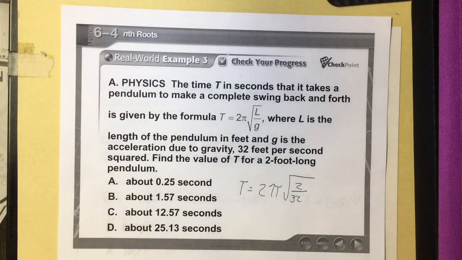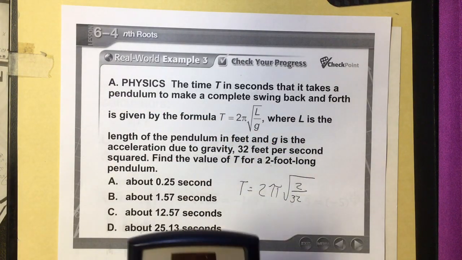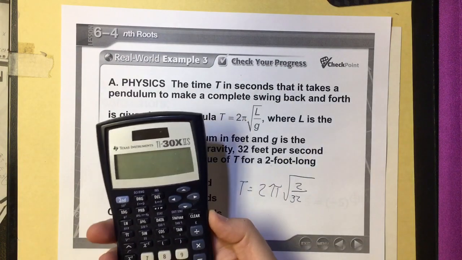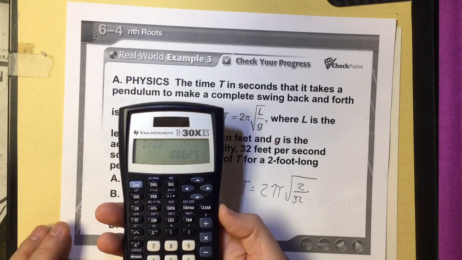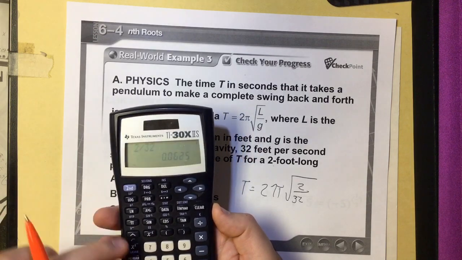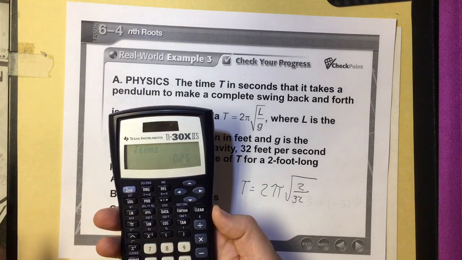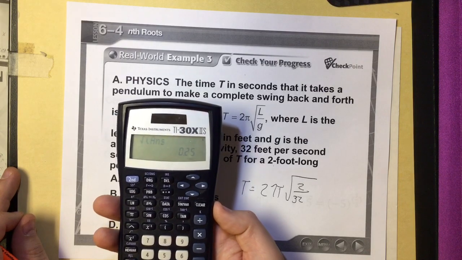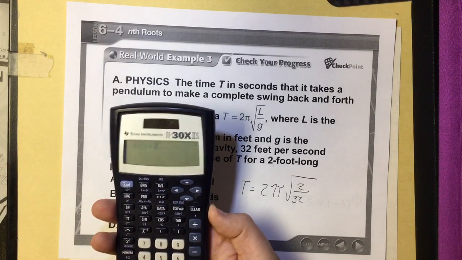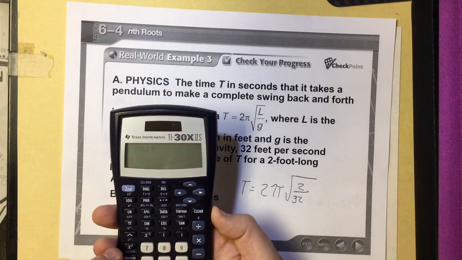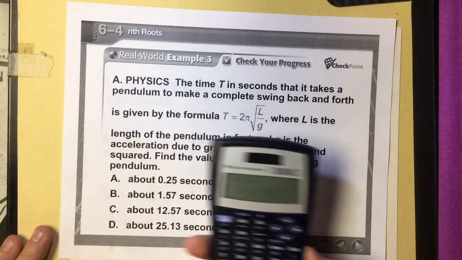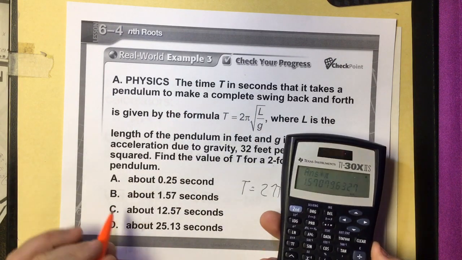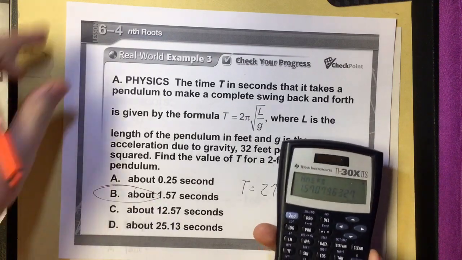So this is just typing things in your calculator. I'm going to do 2 divided by 32. That square root is a grouping symbol, so we have to do that first. We do the square root of that answer. Gotta find the square root button on your calculator. Multiply that by 2. Multiply it by pi. There's my pi button. And I get right about 1.57. So B is our answer.